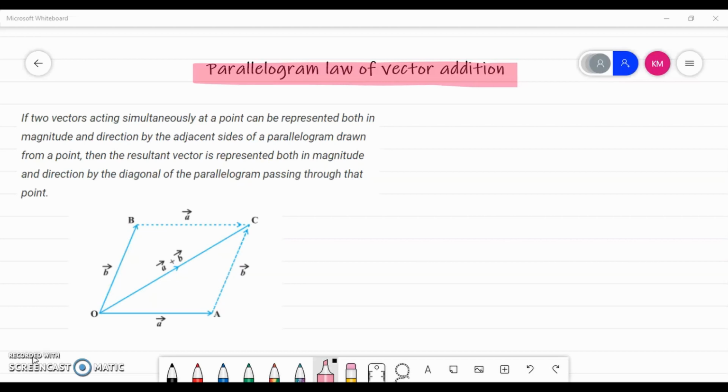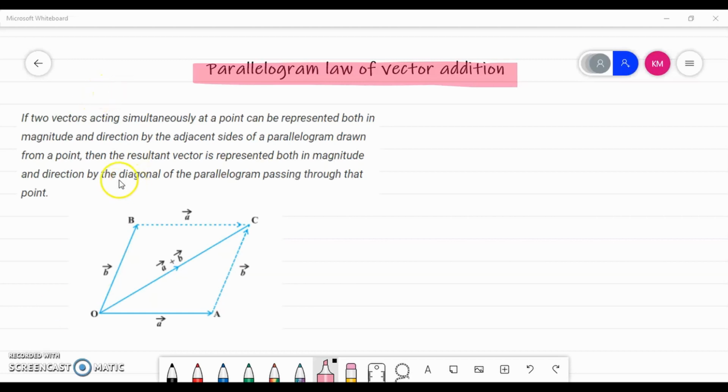It states, if two vectors acting simultaneously at a point can be represented both in magnitude and direction by the adjacent sides of a parallelogram drawn from a point, then the resultant vector is represented both in magnitude and direction by the diagonal of the parallelogram passing through that point.